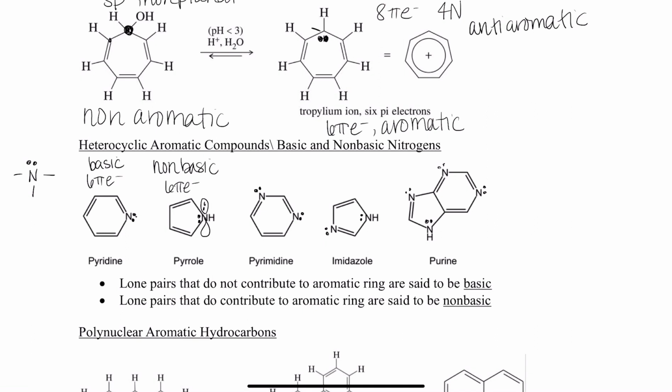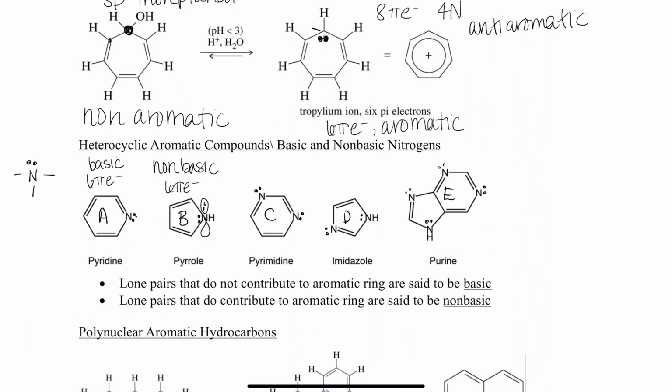So make sure you're able to identify all of your basic and non-basic structures. Be able to put them in order from most basic to least basic, and even most acidic to least acidic. So I'm going to label this A, B, C, D, and E. Go on ahead and pause this video and put all of these structures in order from most basic to least basic.